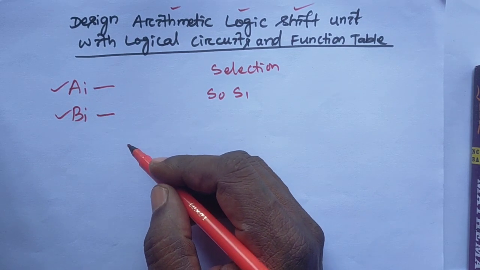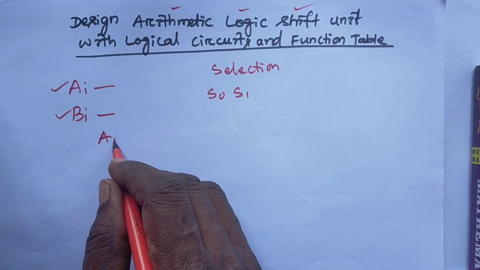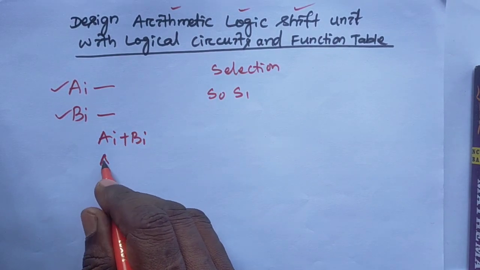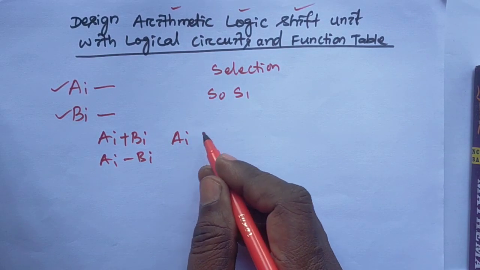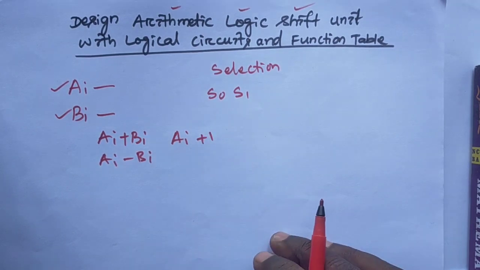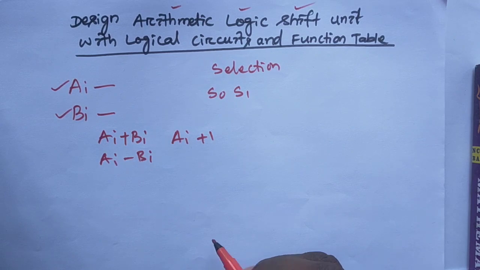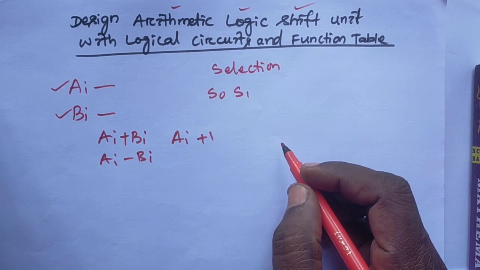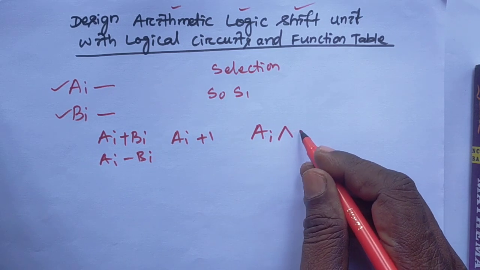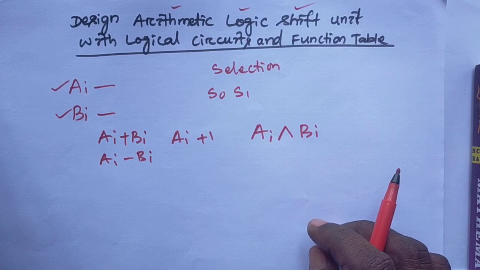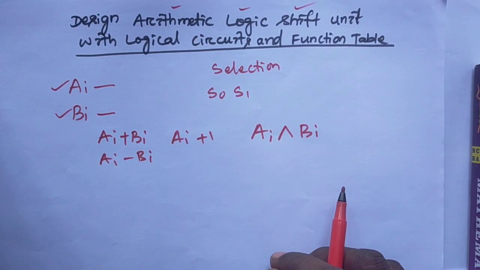For example, if arithmetic is considered, in a very simple way we can define AI plus BI, or AI minus BI, or AI increment. Like this we can define different arithmetic operations through these two inputs. If we go through logic, similarly we can write AI AND BI. Depending on the same inputs, a different operation is considered.